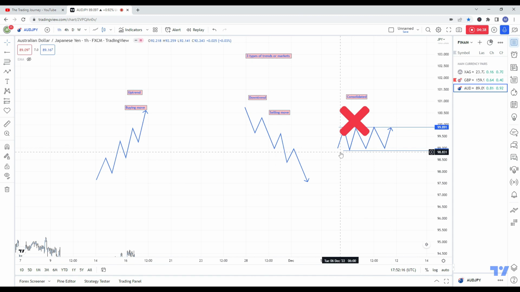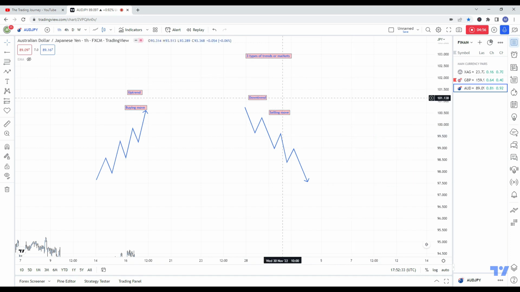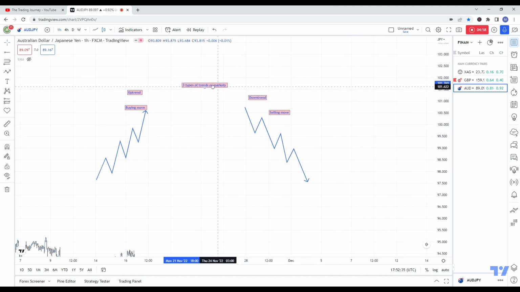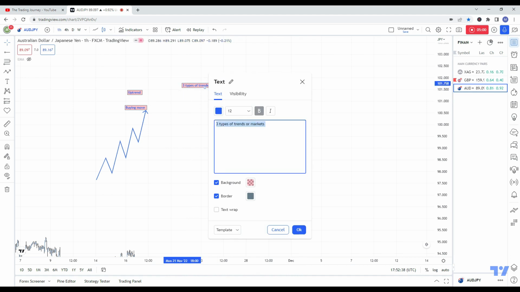So now I'm gonna move to the second part where I'm gonna show you which one is the uptrend and which one is the downtrend on the actual market. So we'll start with uptrend. So let me delete this. Then we break it down to only two types because we don't want the third type.